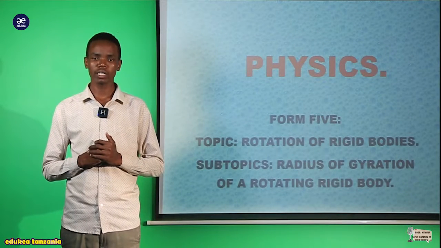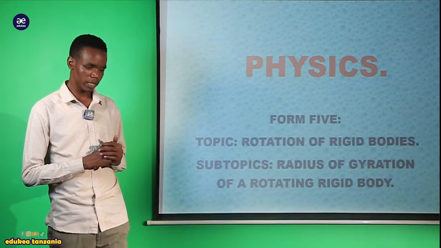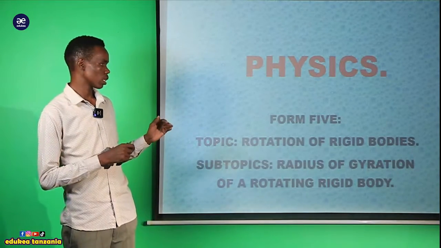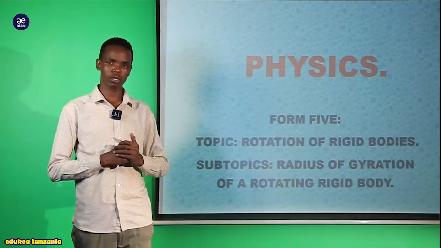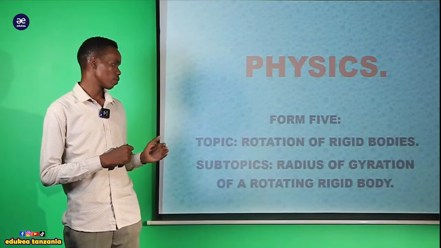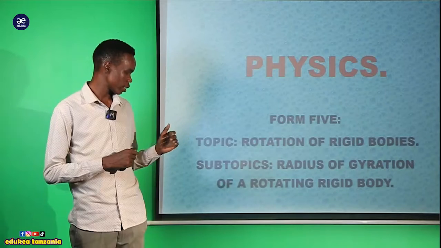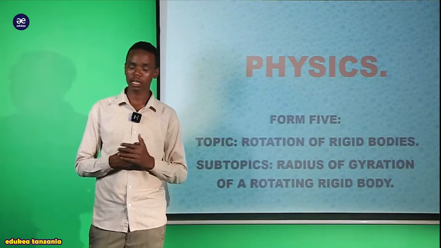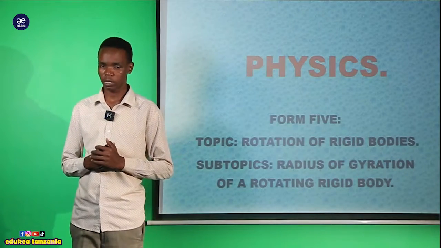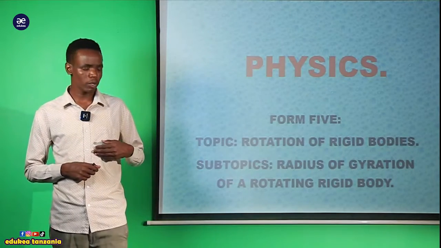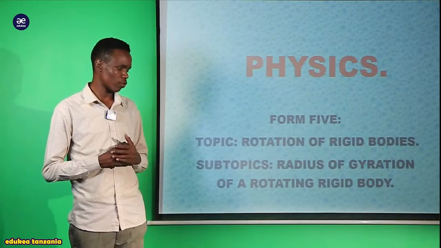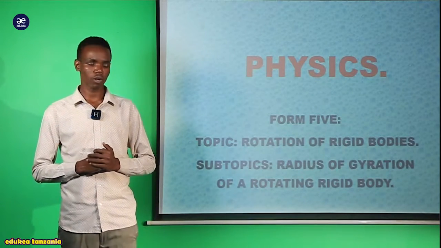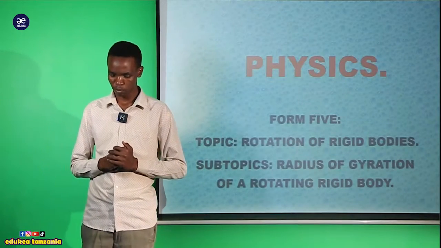And today, my dear student, we are going to proceed with our discussion on our topic of the rotation of rigid bodies, for our subtopic of the radius of gyration of a rotating rigid body. This is the new subtopic for our topic here. So how can we define the meaning of the radius of gyration? This is what we are going to try to see in today's discussion.